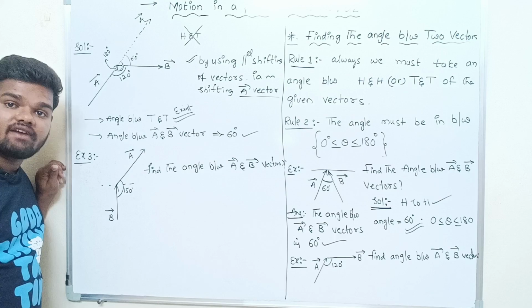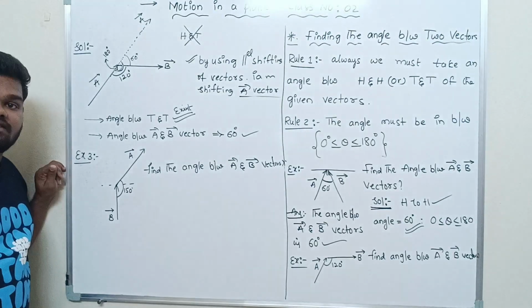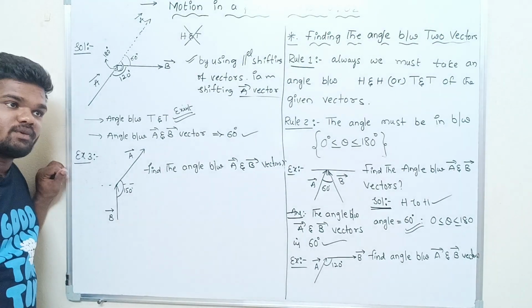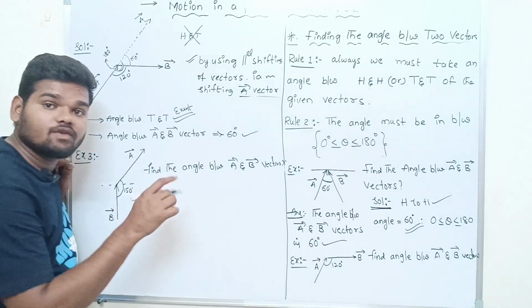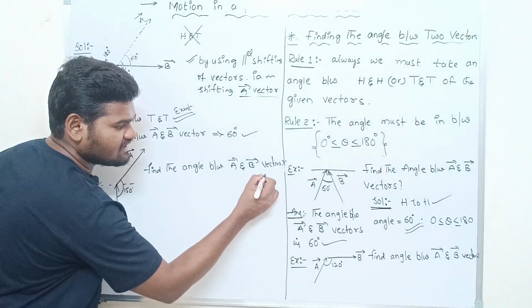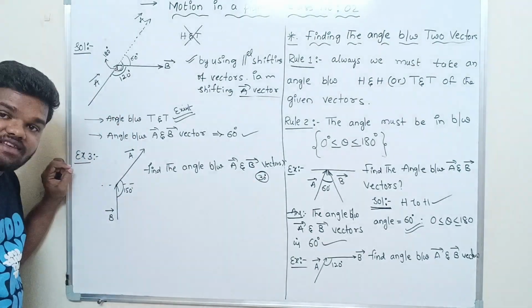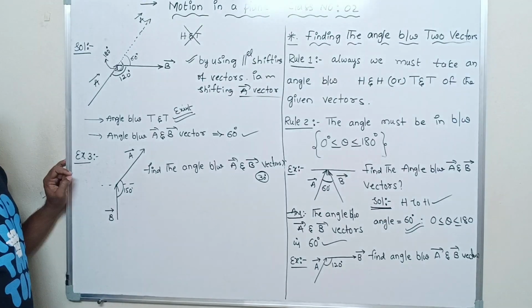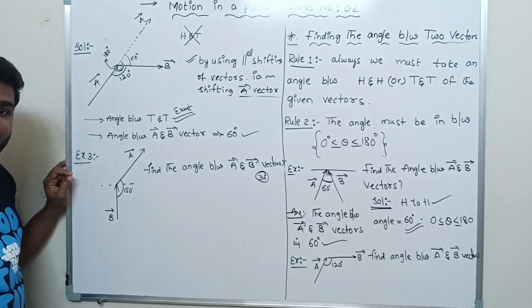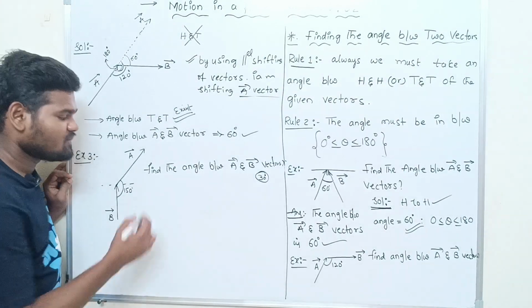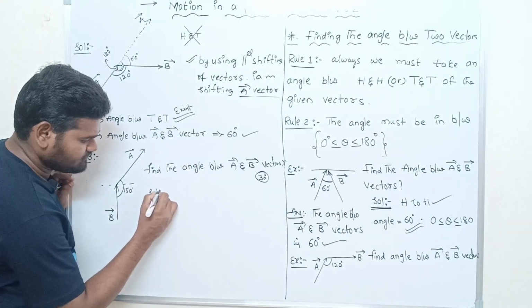Okay. Pause the video and try the solution. 3, 2, 1, go. I will give you the answer. You will get the answer is 30 degrees. Okay. Now pause the video and try the solution. 3, 2, 1, go. I am going to solve the solution.